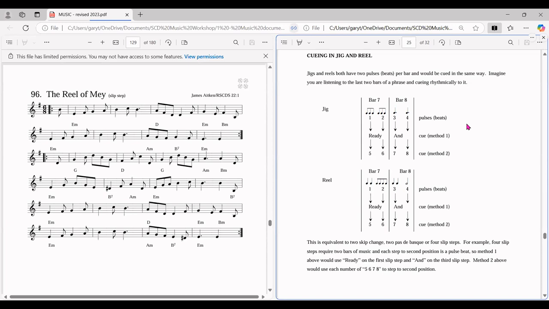So for example, if we're playing number 96, and we'll just do the first few bars, note that Lisa's going to play that pickup note, the one that's on its own in the front, as I say 8. 5, 6, 7, 8. But if I do "ready and," it's this way. Ready and.